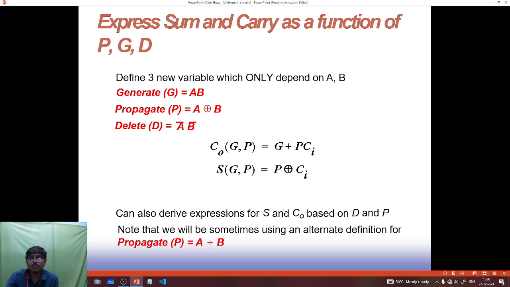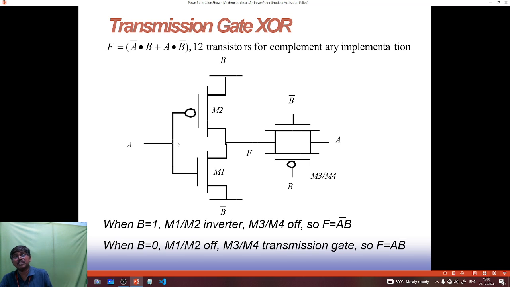So this can be expressed in S and C0 based on the T and B. So this is the expression when you carry out the sum and carry functions in the full adder circuits. Okay. Next, transmission gate. So what is a transmission gate?